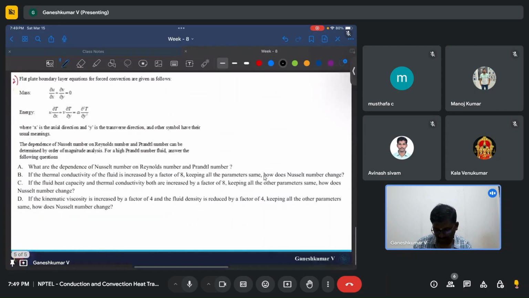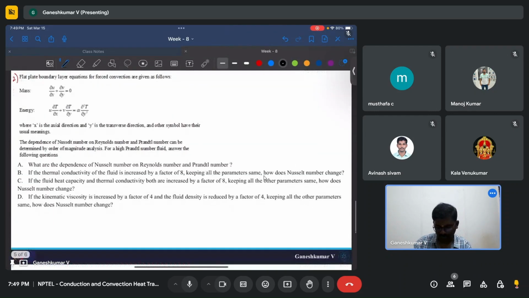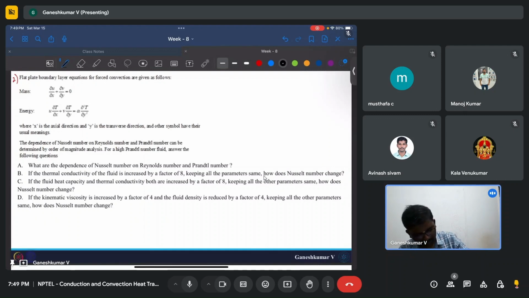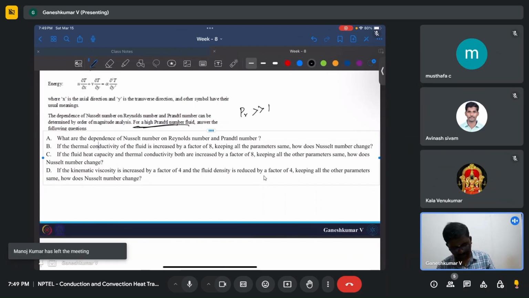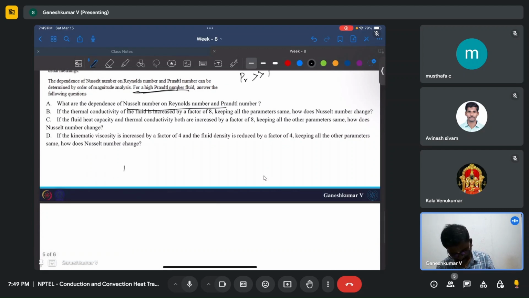Now let's solve the second question. The second question is the same thing. I'm not changing anything, the same equations. The only thing is I'm asking for a higher Prandtl number. So higher Prandtl number means Prandtl number very much greater than 1. And we know the dependence of Nusselt number on Reynolds number and Prandtl number. Nu x is going to be Reynolds number power half and Prandtl number power 1 by 3. So you have to be very careful whether it's a low Reynolds number or high Reynolds number. Based on that, your relation changes.